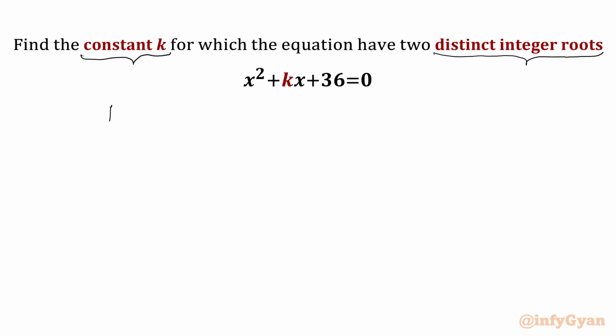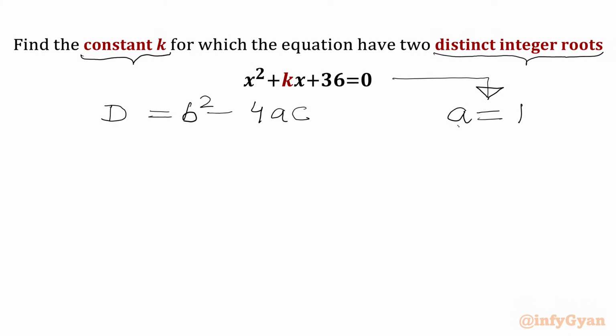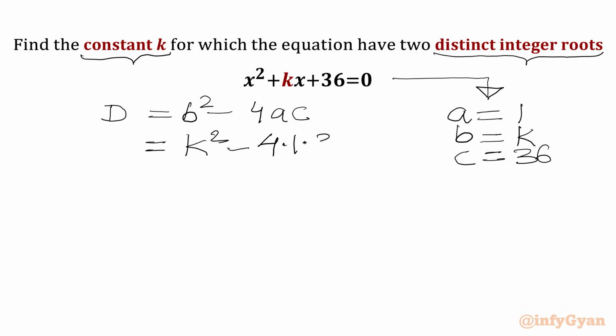So let's get started by calculating the discriminant first. We know that discriminant is equal to b square minus 4ac. As per our quadratic equation, a is the coefficient of x square, which is 1, b is the coefficient of x, which is k, and c is the constant, which is 36. Now we calculate the discriminant: k square minus 4 times 1 times 36. So the value will be equal to k square minus 144.